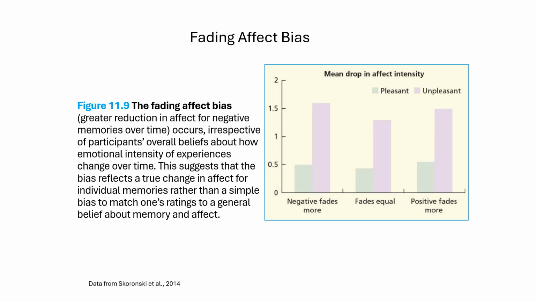But the strongest piece of evidence that this is actually a neurocognitive mechanism is that beliefs don't affect it at all. So irrespective of participants' overall beliefs about how emotional intensity of experience changes over time, we still see a significant drop in emotional intensity for negative events over time. So what this suggests is that the fading effect bias actually does reflect a true change in emotion associated with individual memories, rather than a simple bias, or attempt to match one's ratings to a general belief about memory and emotion. So basically, this is a characteristic of our hardwired innate memory mechanisms.